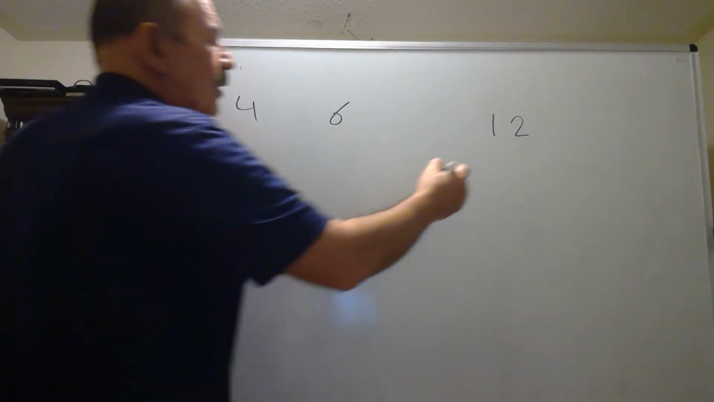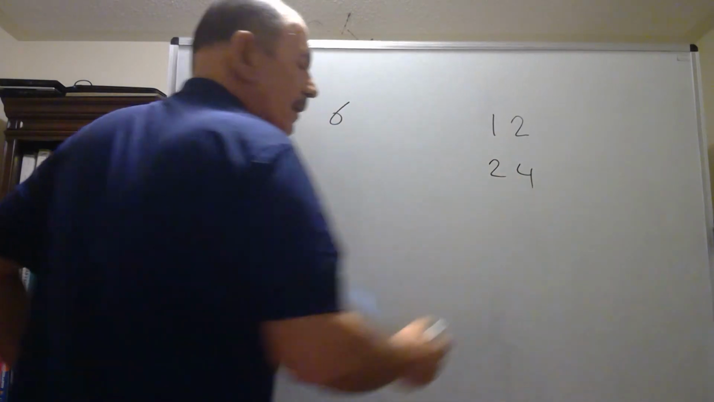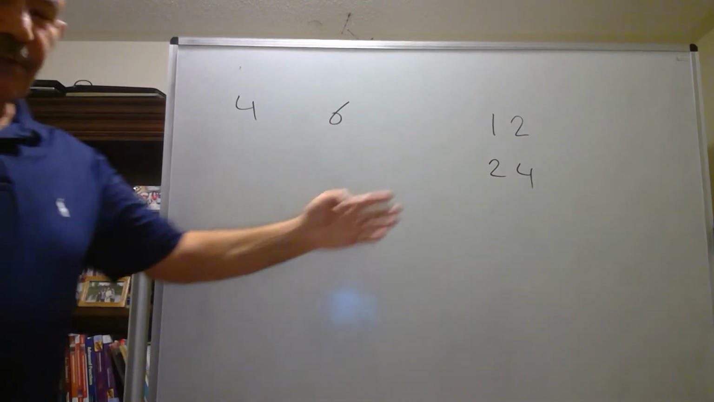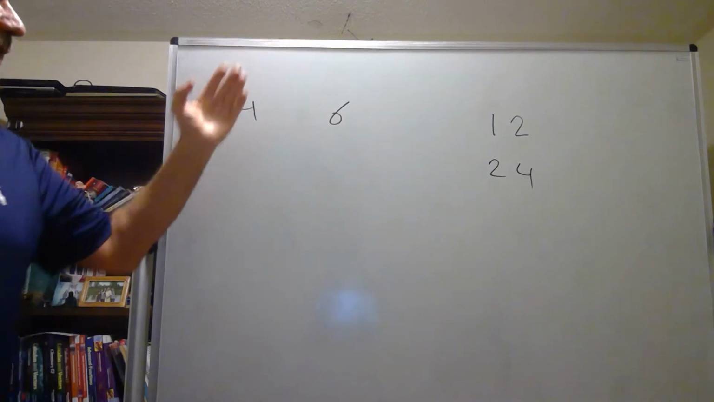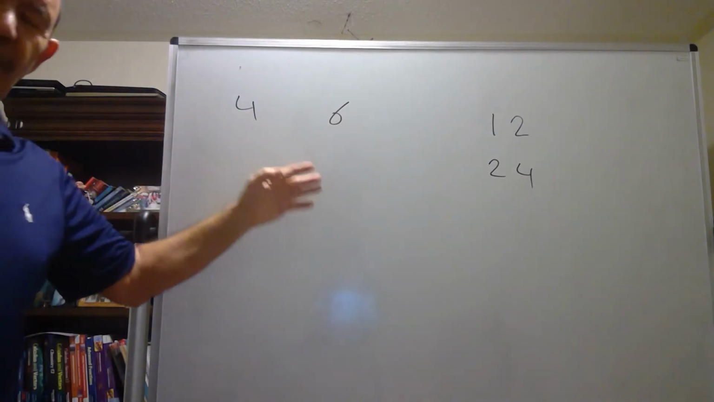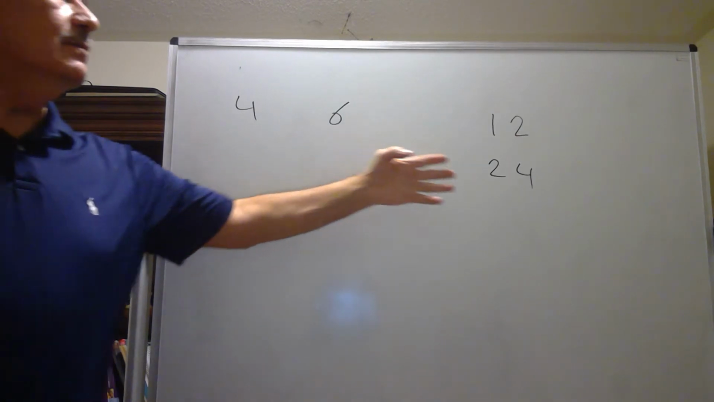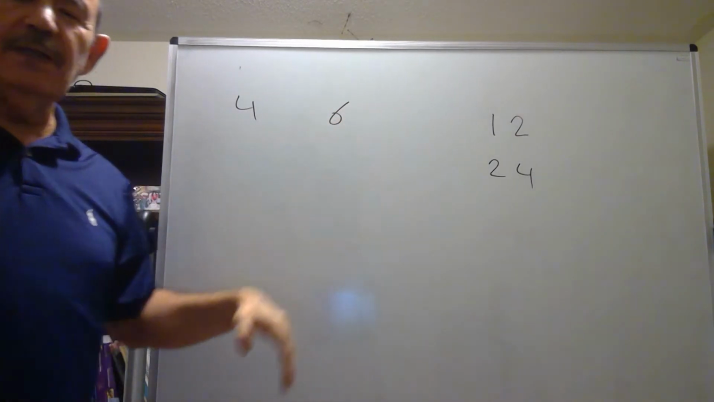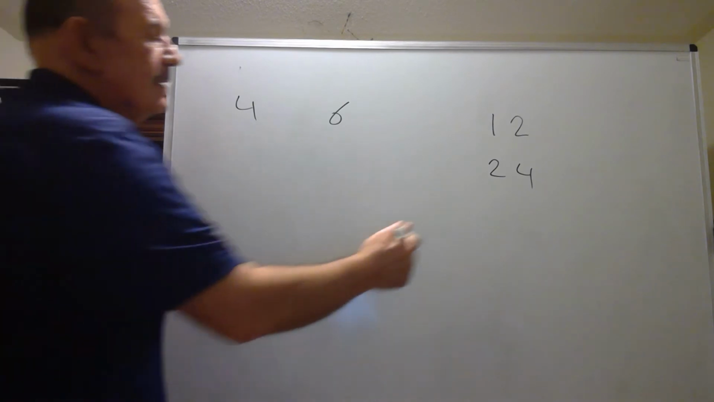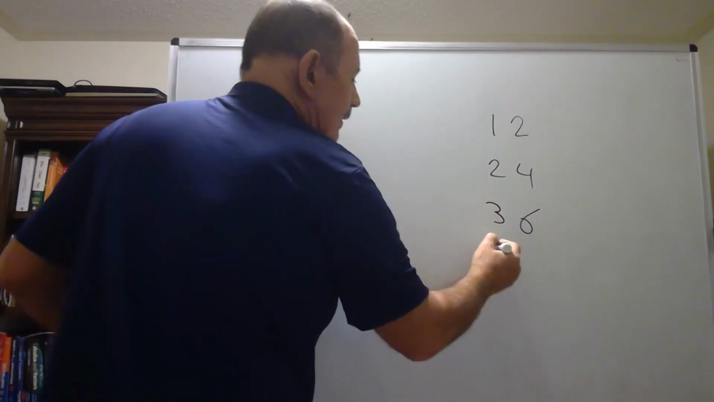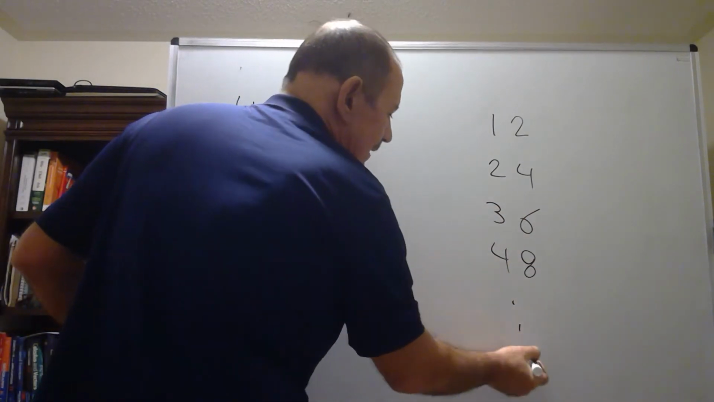The other common multiple is 24. Why? Because again 24 is divisible by 4 and 6, both of them with 0 remainder. 24 by 4 is 6, remainder is 0. 24 by 6 is 4, remainder is 0. The other one is 36. The other one is 48, and it keeps going.